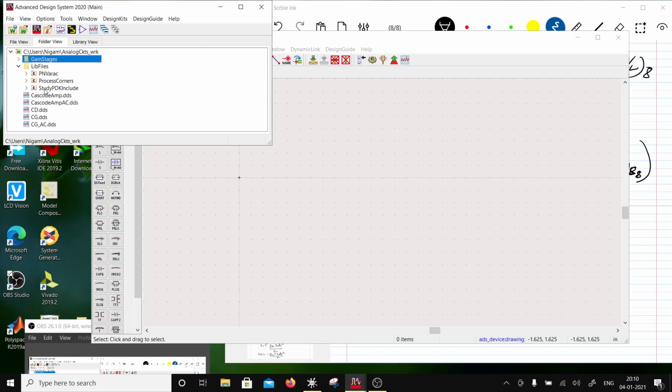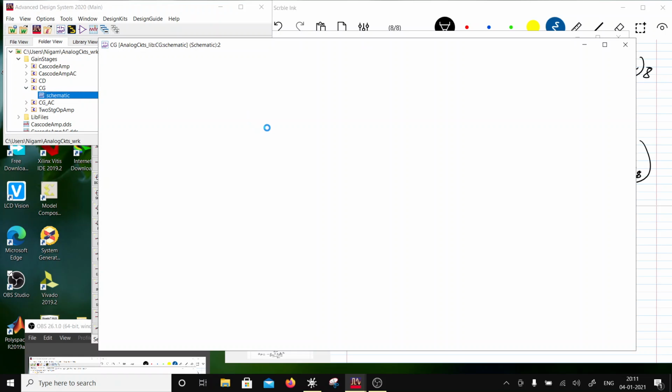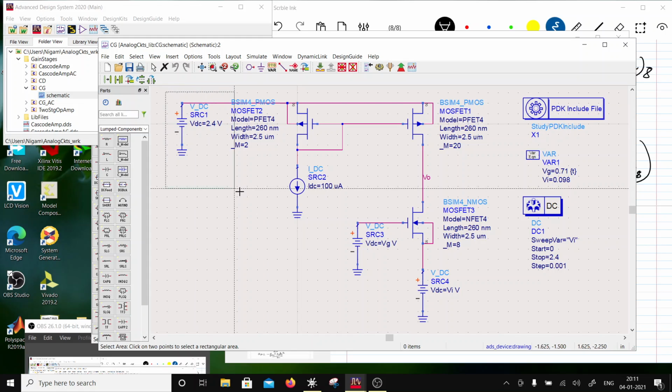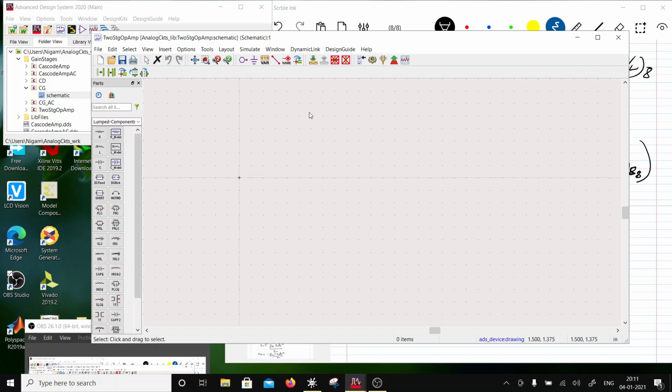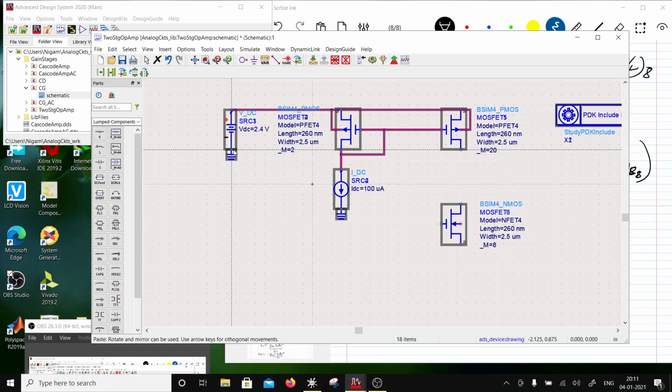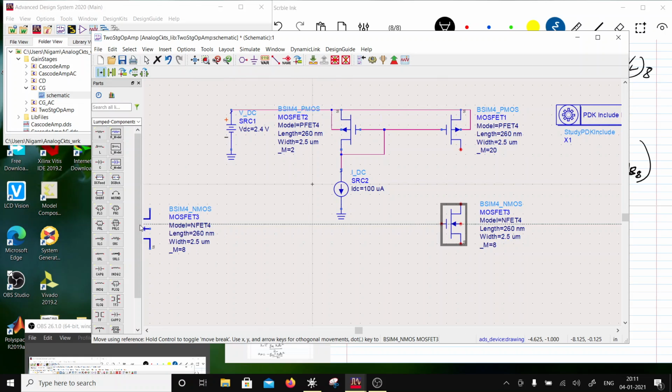So let me just go to a single-ended amplifier, for example. Common gate would do, right? Okay, so in this case I am going to copy the current mirror. This current mirror I'm going to copy along with this, and maybe this transistor for the load. Control C, and then I'm going to just paste it over here, Control V. Okay, so now this I keep aside.